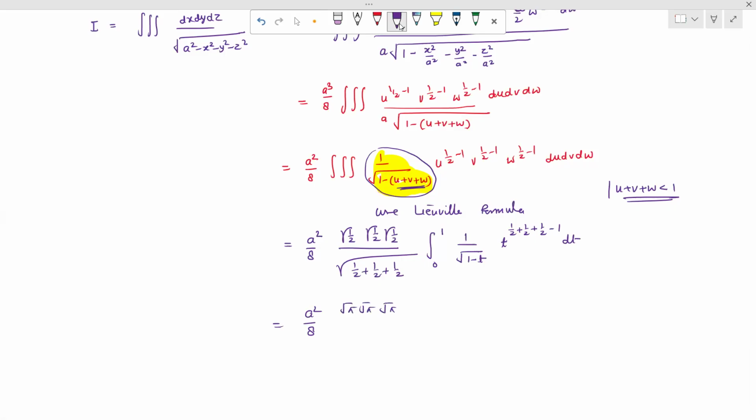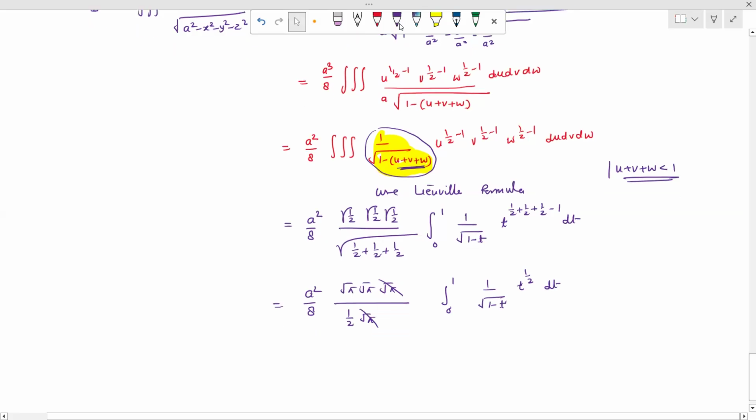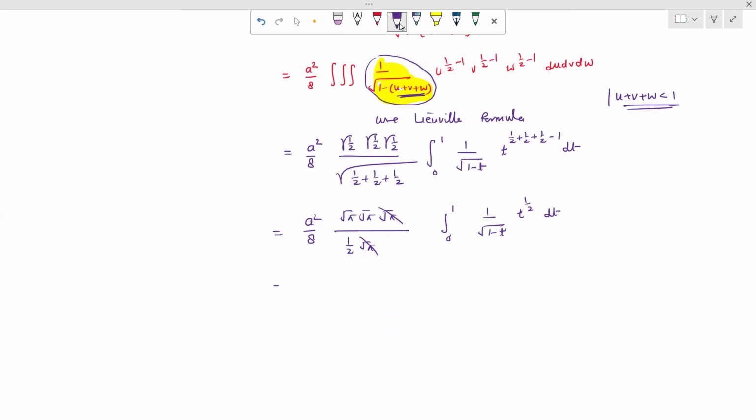root pi root pi upon, इधर क्या होगा, गामा 3/2 होगा. गामा 3/2 क्या होता है, 1/2 into root pi. तो root pi से root pi ये कैंसिल हो जाएगा, और इधर इंटीग्रेशन क्या रहेगा, 1/root(1 - t), और यह बचेगा t raised to the power 1/2 into dt. अब इसमें क्या है कि यहाँ भी हमारी लिमिट क्या है, 0 से 1 है, और 0 से 1 में हम क्या अप्लाई कर सकते हैं, बीटा फंक्शन. और बीटा फंक्शन के लिए क्या होगा, अब ये तो हो गया a² upon 8, और root pi क्या हो जाएगा, pi. तो ये हो जाएगा a² pi, और 2 ऊपर चला जाएगा, सर ये हो जाएगा 2. तो मतलब 2 a² pi upon 8, और इसको क्या लिख देंगे, 0 to 1.